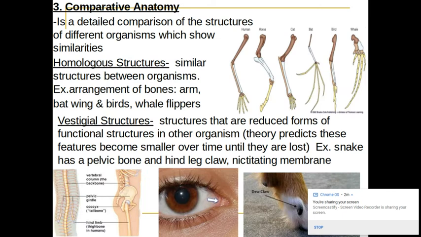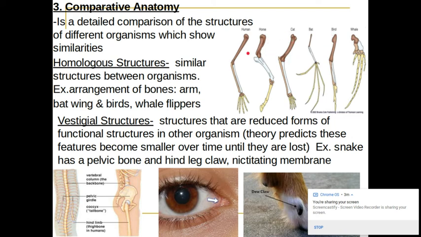We can also look at comparative anatomy. We can compare the structures of different organisms, which show similarities. A homologous structure is similar structures between organisms. Here's a great example. You can look at the arrangement of bones, the human arm, the bat wing, birds. You see the humerus, which you learned earlier this year when I got out the skeleton. Very similar. You can see the cat there, the bird, the horse.